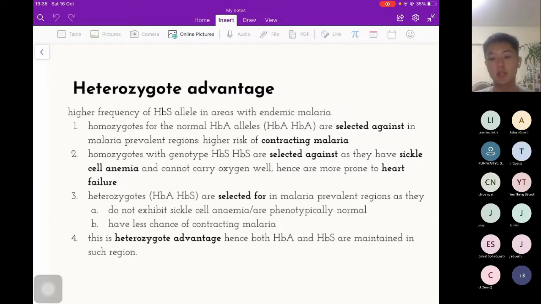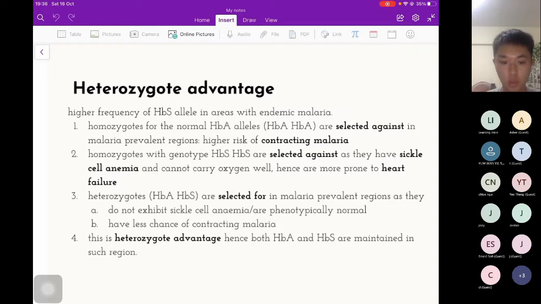Heterozygote advantage means that within your population, those that are heterozygous have an advantage over those who are homozygous, both for HBS and HBA. Homozygotes for HBA alleles, that means they have the HBA, HBA genotype, are selected against in malaria-prevalent regions because they have a higher risk of contracting malaria. Next case, homozygotes with the HBS, HBS genotype are selected against because they have sickle cell anemia. So if I'm homozygous for HBA, I will contract malaria. If I'm homozygous for HBS, I will die of sickle cell anemia, right?